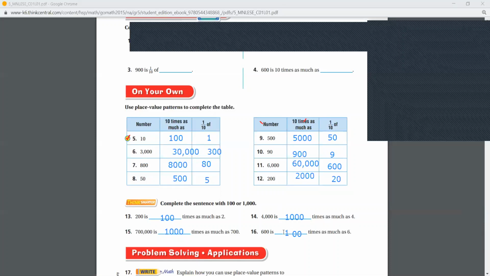Miss, it's like division. But see here, question number 15. 700, already there were how many? 2 zeros. So how many zeros were extra? 3 zeros, 1, 2, 3. So I put 1,000 here. You understood?